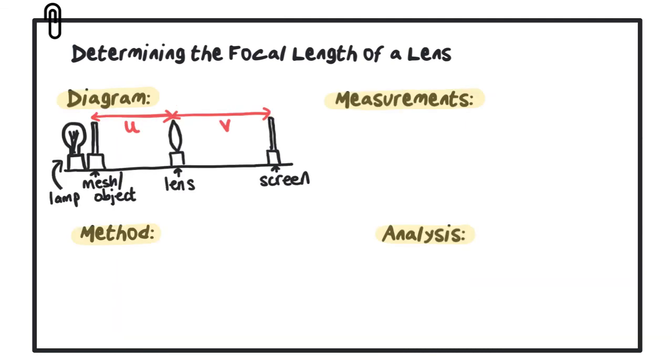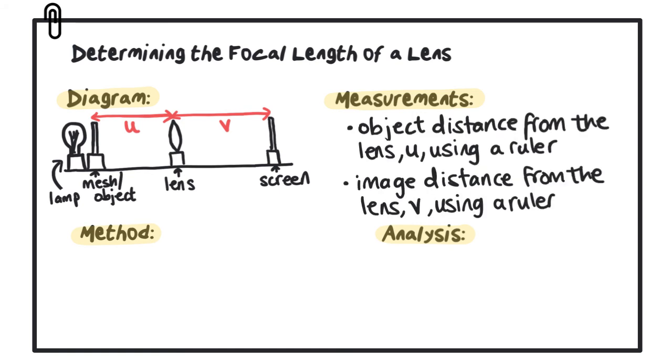To summarise this experiment, there's 4 key areas that we want to look at. First of all, the diagram. In an exam, you could be asked to replicate this diagram, and you need to make sure that you add on labels. Not only should you label the apparatus, but you should label any key distances. So, for example, you need to make sure that you label exactly where u and v are.